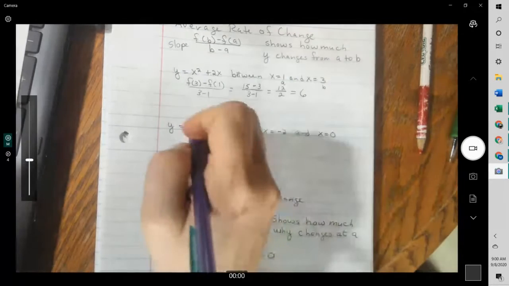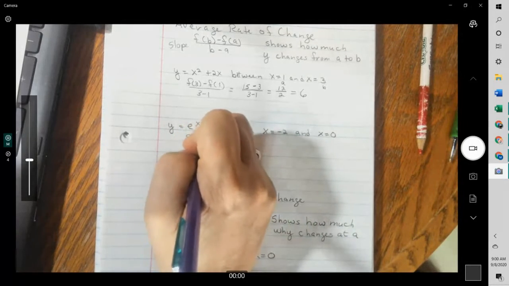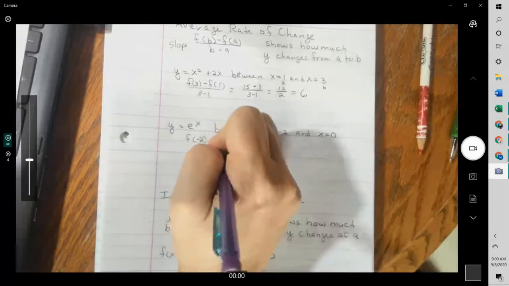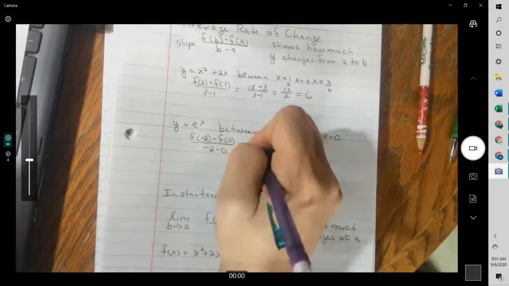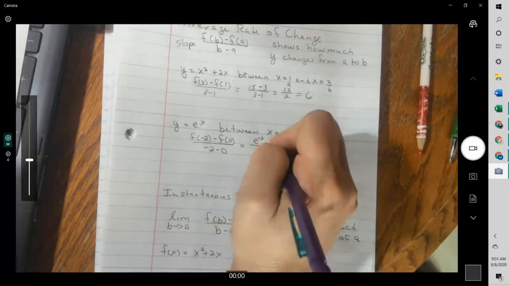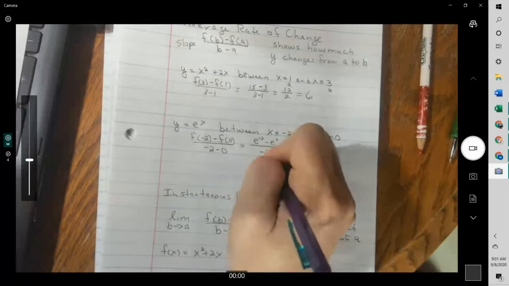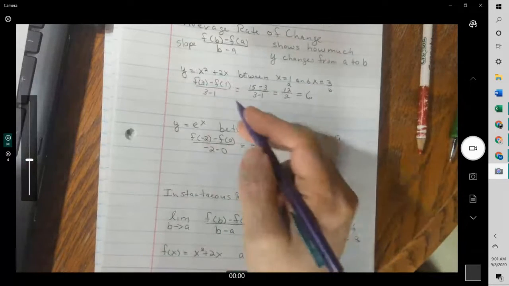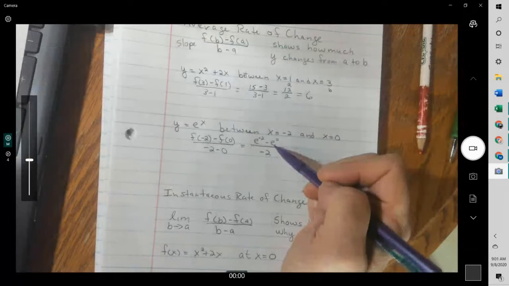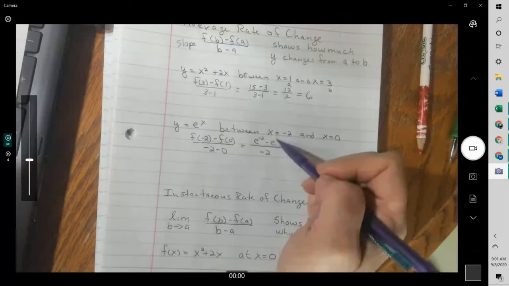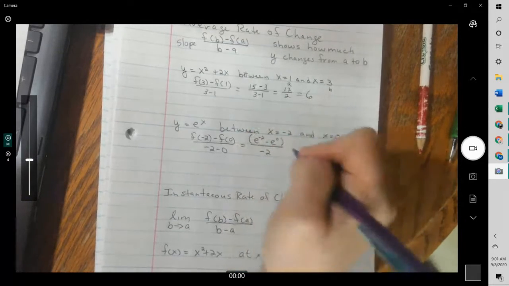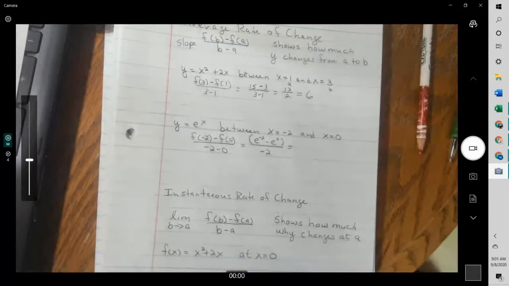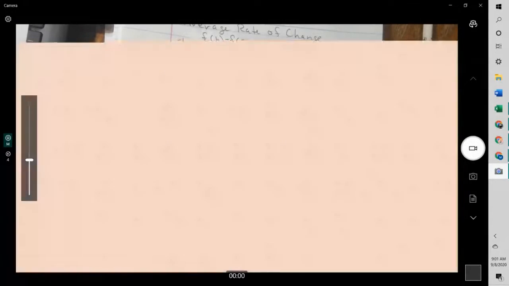From -2 to 0 would be f of -2 minus f of 0 over -2 minus 0. Plugging it in, we have e to the -2 minus e to the 0 over -2. Now this one, we cannot just figure out in our head. We'd have to use a calculator. e to the 0 is 1, so we could still just plug it in, though, using parentheses, unless you have a fraction bar.